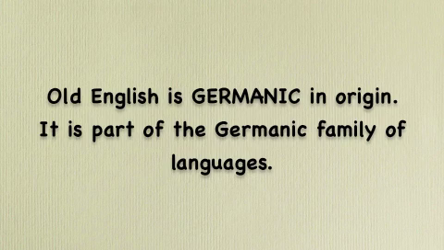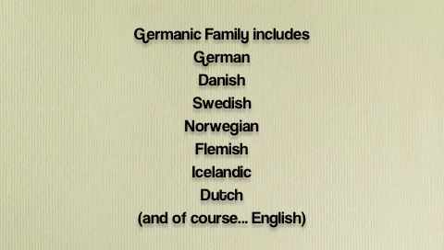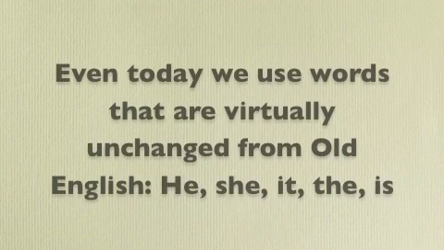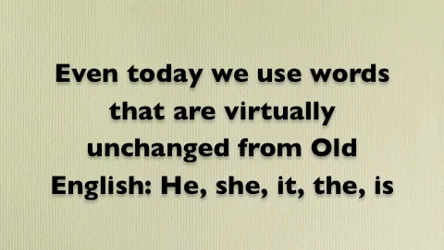Old English is Germanic in origin. It is part of the Germanic family of languages. Other Germanic languages include German, Danish, Swedish, Norwegian, Flemish, Icelandic, Dutch, and of course, English. Even today, we use words that are virtually unchanged from Old English. He, she, it, the, is.